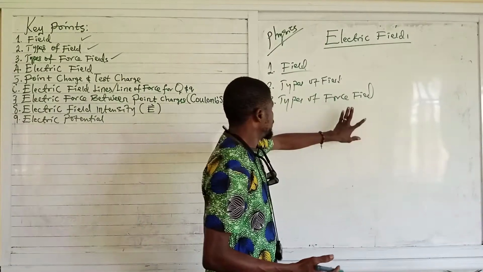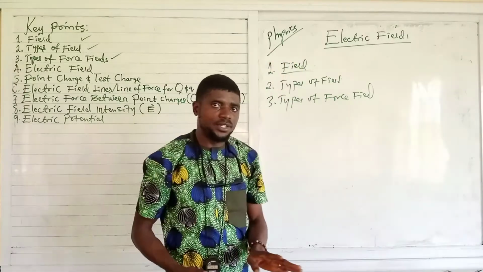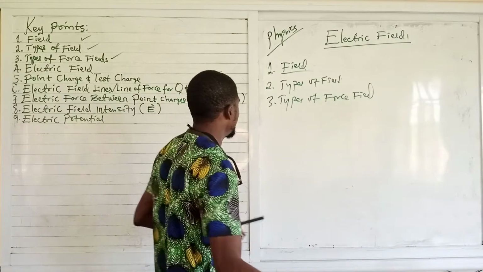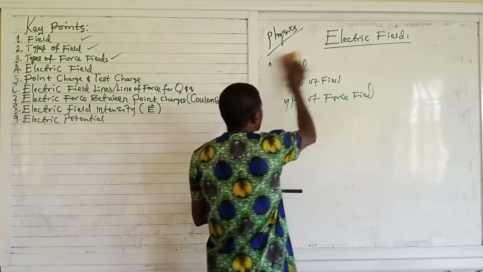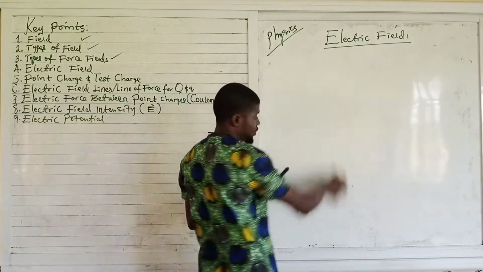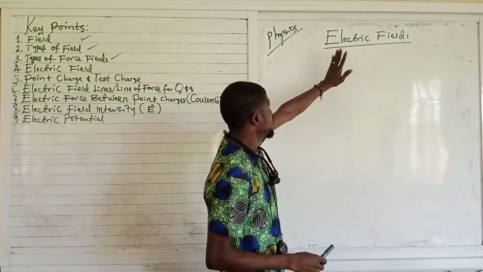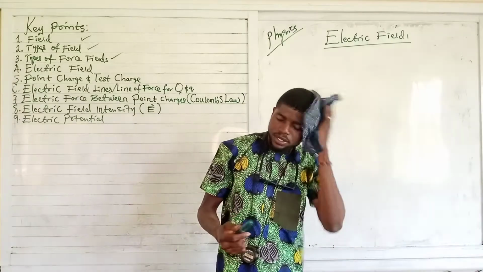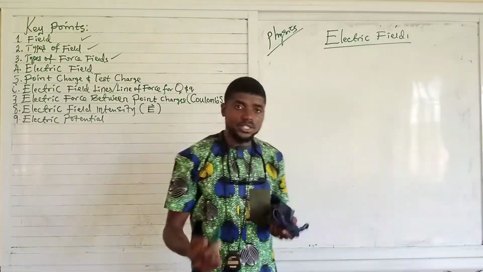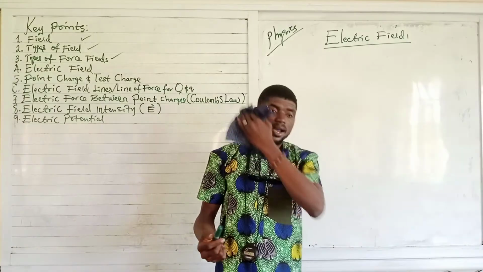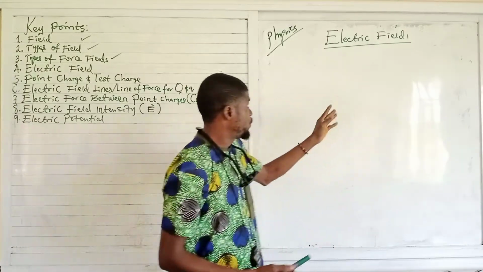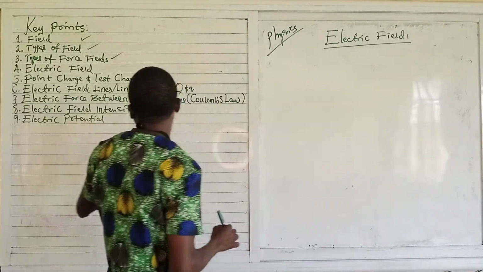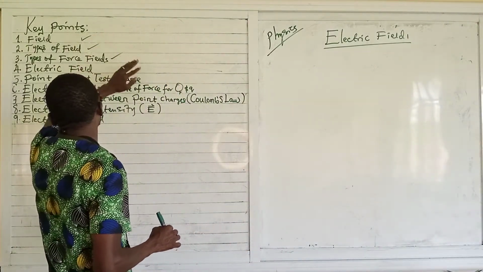So the force fields we have here are gravitational field, electric field, and magnetic field. So for the sake of this class, we are looking at electric field. So you know how we come about this topic right now. Electric field is a vector field that has both magnitude and also a specified direction. Electric field is also an example of what? A force field. That is why I started this lesson from point number 1 down to point number 3.